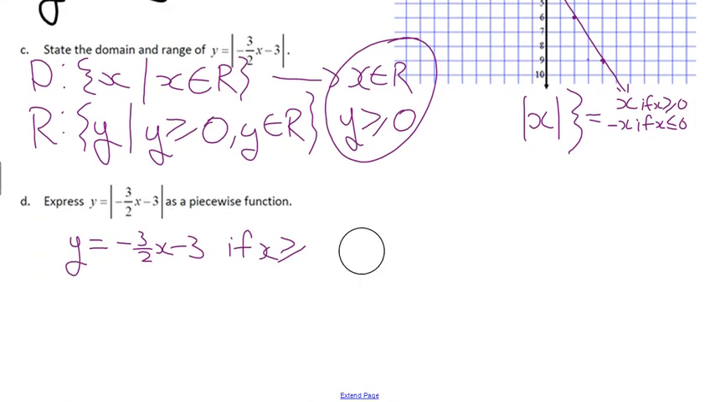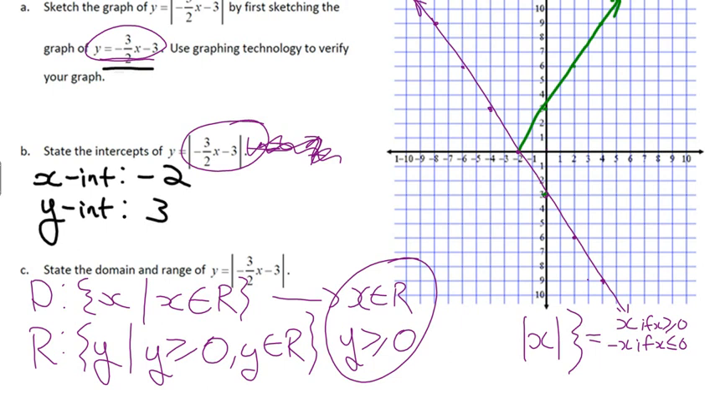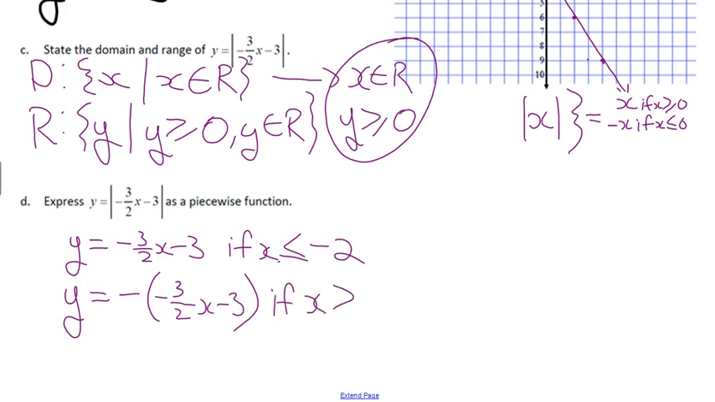Well, we say it's this, if x is less than or equal to negative 2. So it's the purple function if x is less than or equal to negative 2. It's the green function if x is greater than negative 2. Now the green function is simply the negation, so y is equal to the negative of negative 3/2 x minus 3. It's the negative of the original function definition. In a sense, it really doesn't matter where the equal sign comes, since at negative 2 both of these functions are equal to 0. So it doesn't really matter.